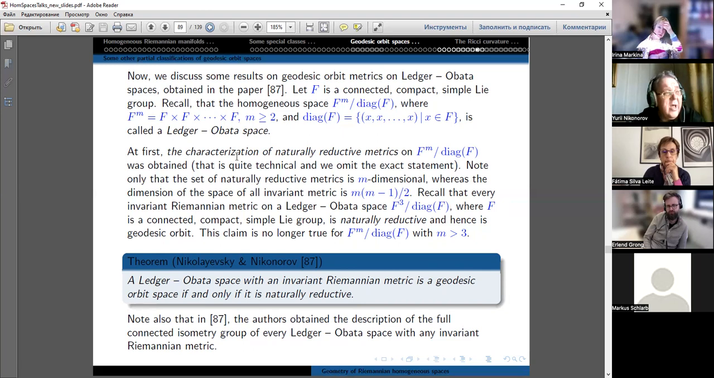For example, this. And of course, it's interesting to find all such homogeneous spaces with this property, but it's very, very difficult. I don't know even a reasonable conjecture about what the true result is. Okay, in any case, it's possible when the space of naturally reductive metrics and the space of geodesic orbit metrics are the same.